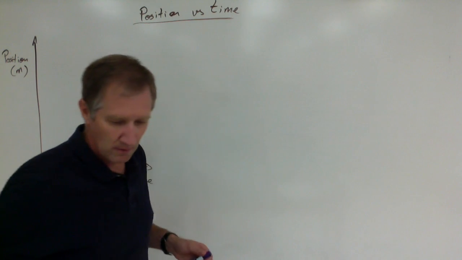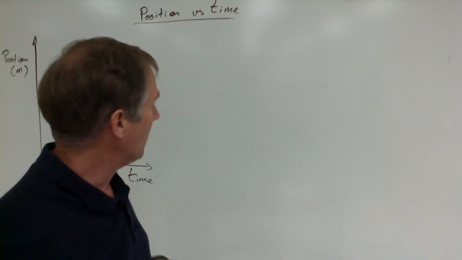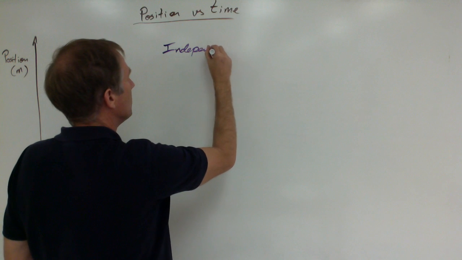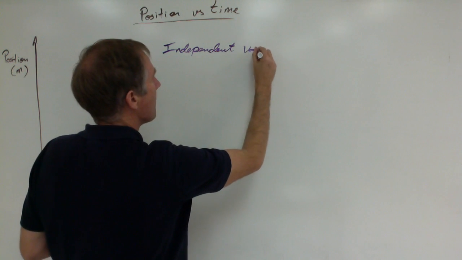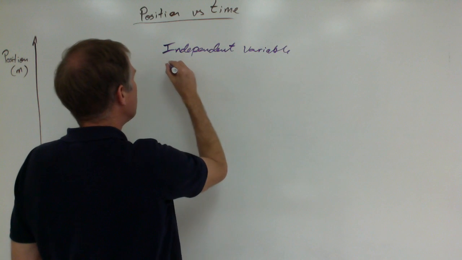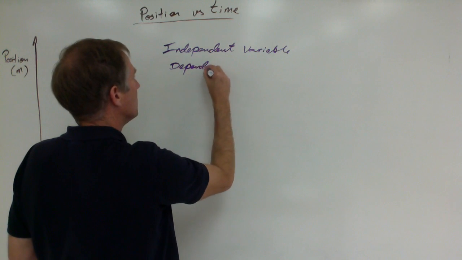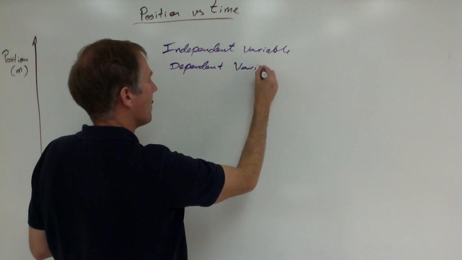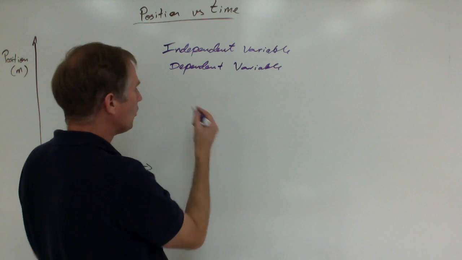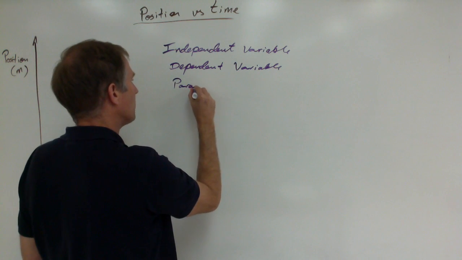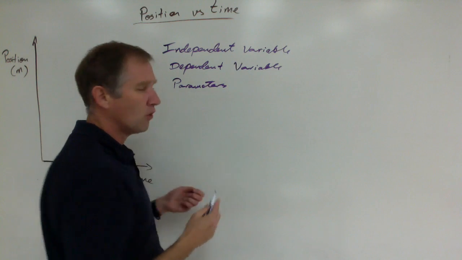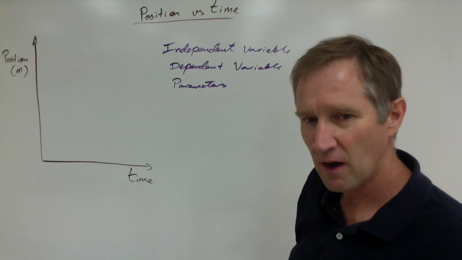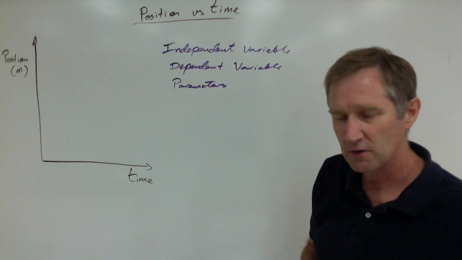Identify your variables. Identify what variables are in this lab. So identify your independent variable. Identify your dependent variable. Identify any control variables or parameters. Control variables. Any variables that you specifically kept constant. What are the parameters under which you conducted the experiment?